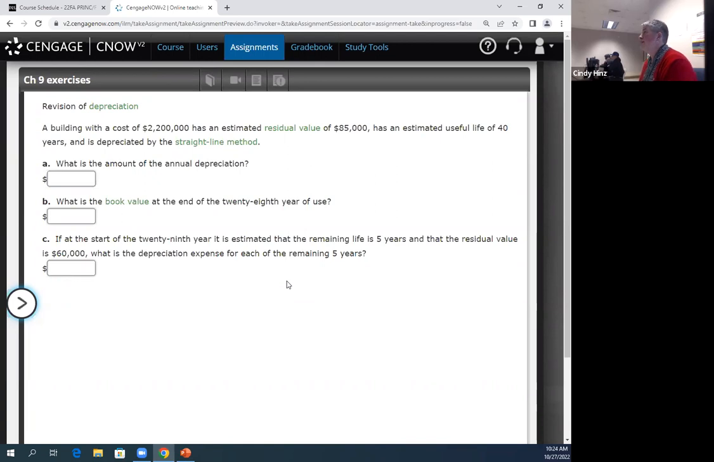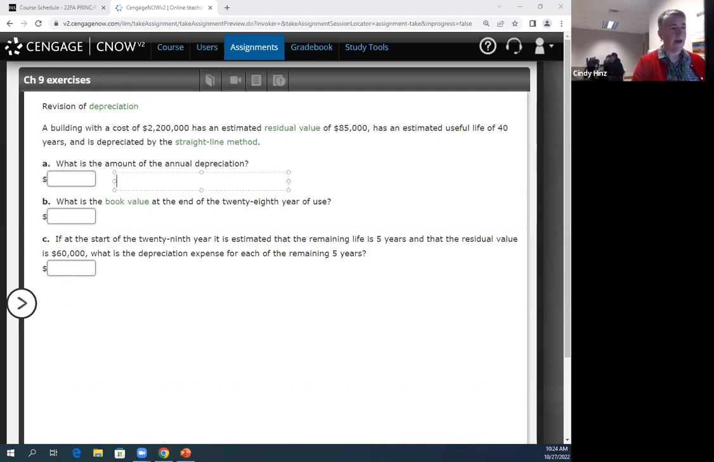And so exercise 6 is titled Revision of Depreciation. It says, a building with a cost of $2.2 million has an estimated residual value of $85,000, has an estimated useful life of 40 years, and is depreciated by the straight line method. So letter A is review of what we did last time. What is the amount of the annual depreciation? So I'll show you that calculation just as a way of reminding you.